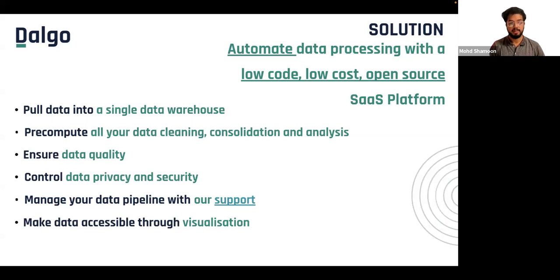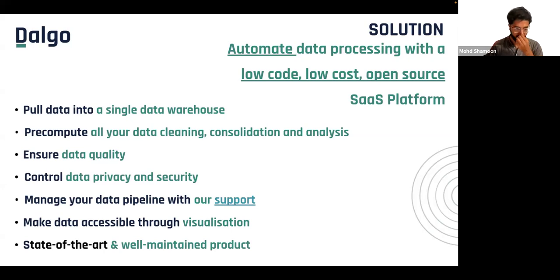Finally, once you get the data in the warehouse, we also provide visualization through Superset. That is optional. You can use your own visualization tool once you get that data. And we are using open source packages as a whole in Dalgo. These are well maintained, and every quarter or every month we run updates on them. So you don't have to worry about the product being of poor quality because of using a lesser quality open source product.